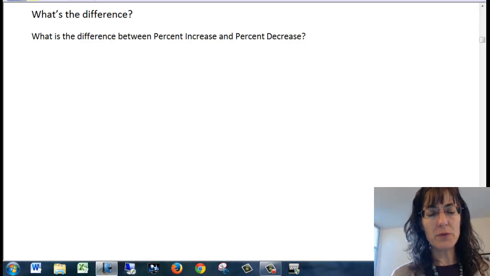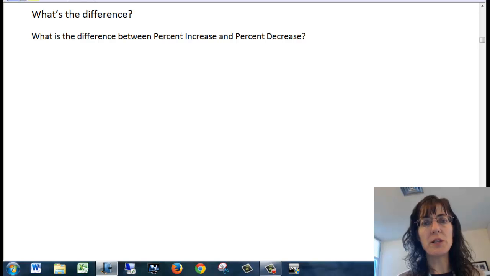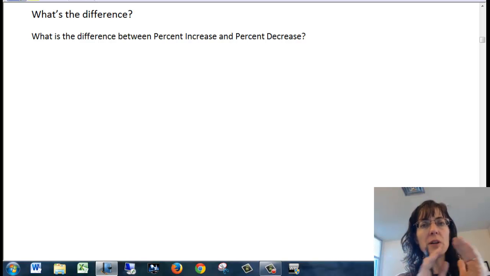So what's the difference? What's the difference between percent increase and percent decrease? Now I'm going to ask you to do the difference between concepts a lot in this class, because if we have one formula and another and you don't know what's the difference between the uses for each of the formulas, you're not going to know which formula to use. So we'll spend quite a bit of time learning how to do that.